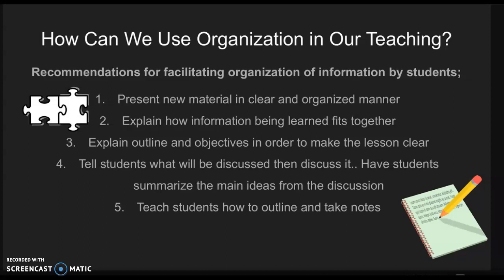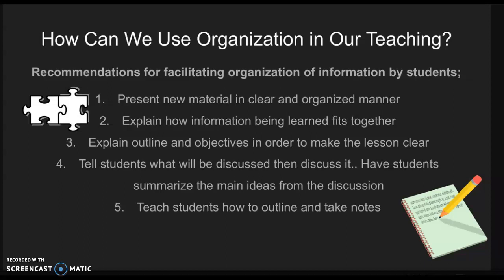Next, we have to explain how information being learned fits together. So kind of explaining to students why they're learning the things that they're learning and how it can relate to things they already know and things that they will learn in the future. We also should explain and outline objectives, in order to make sure that the lesson is clear. Students should understand exactly what it is that they'll be learning. They shouldn't just go into it blind and kind of have to figure out what you're talking about. They should really be presented with an outline and what the goal is for the lesson.